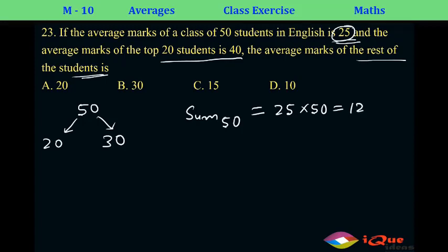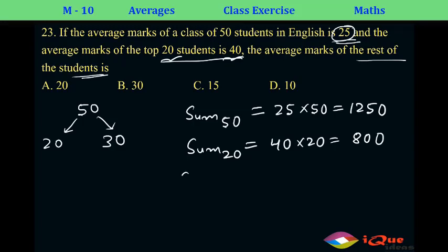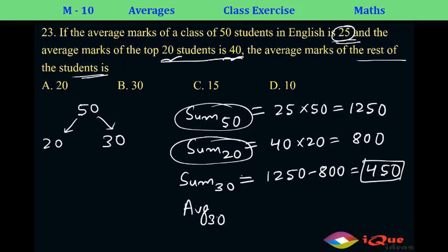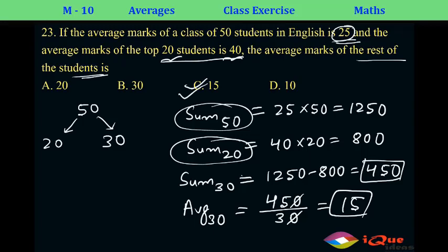So 25 into 50 is 1250. Now, the sum of top 20 students will be equal to, their average is 40, right? And their number is 20. So 40 into 20 will be equal to 800. So the sum of remaining 30 people will be equal to the sum of 50 people minus sum of 20 people. So it is 1250 minus 800, which is 450. So the average of remaining 30 people is equal to total sum 450 divided by the number of students 30. 0, 0 cancel, 3 cancel, 45 by 3, 15. So the answer of the question is C, 15. The rest of the students' average is 15 marks. Alright. Now let's go to the next question.